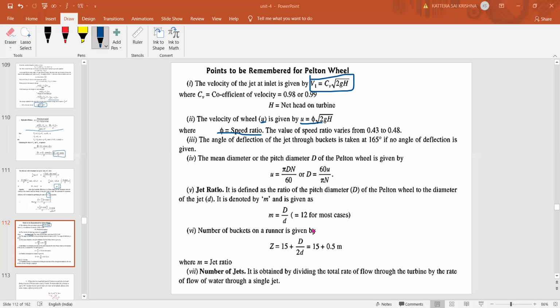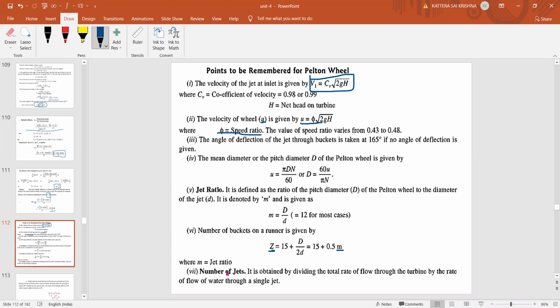The number of buckets on a runner is mainly dependent upon the diameter of the runner, right? So we have one equation for that. So capital Z equal to this one, where Z is called the number of buckets. How many blades or vanes or buckets are available on the Pelton wheel? We can use this formula, that is Z equal to 15 plus D by 2d, where capital D is the diameter of the wheel, small d is the diameter of the jet. And here M denotes the jet ratio. So again, it is D by d only, same thing. Any one form you can remember: 15 plus D by 2d or 15 plus 0.5 M.